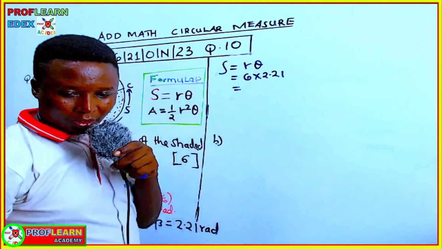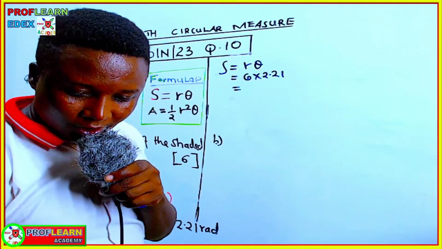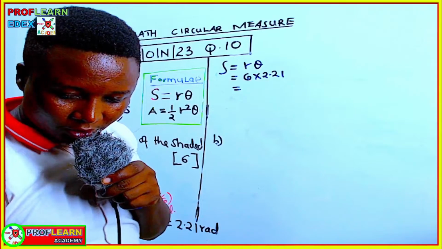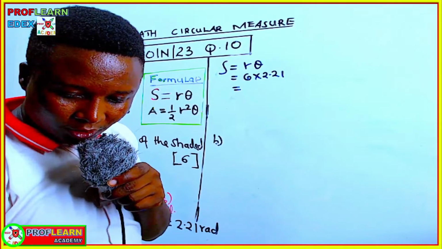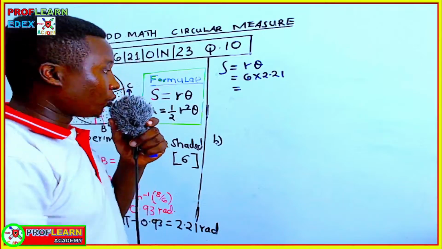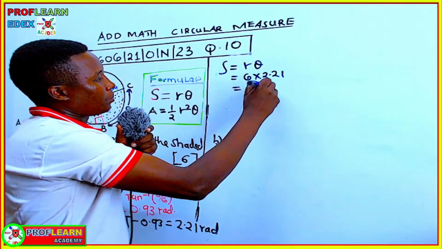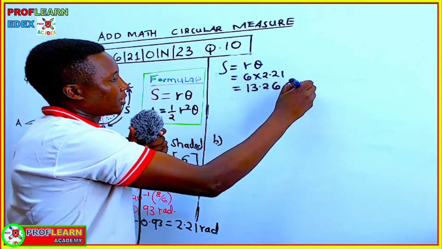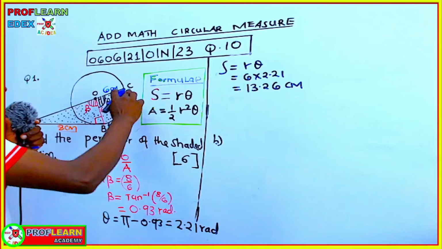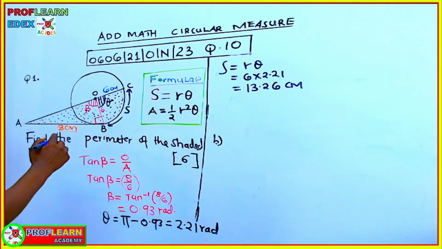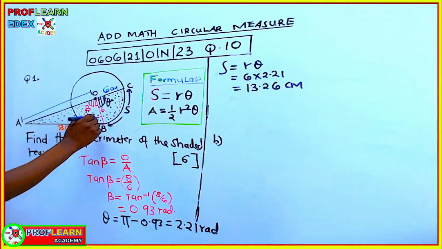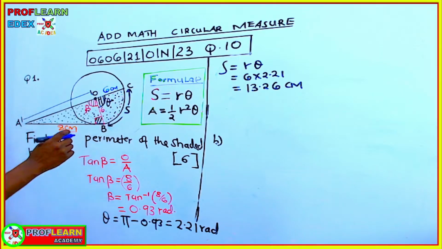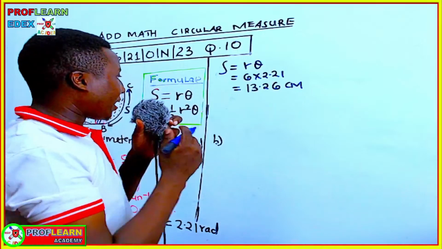If we work it out in the calculator, 6 times 2.21 translates to 13.26 centimeters. That is this particular part. Next, we need to know the length. Remember, this is a right angle triangle at this given point, so we can use Pythagoras theorem in order to work out AO.